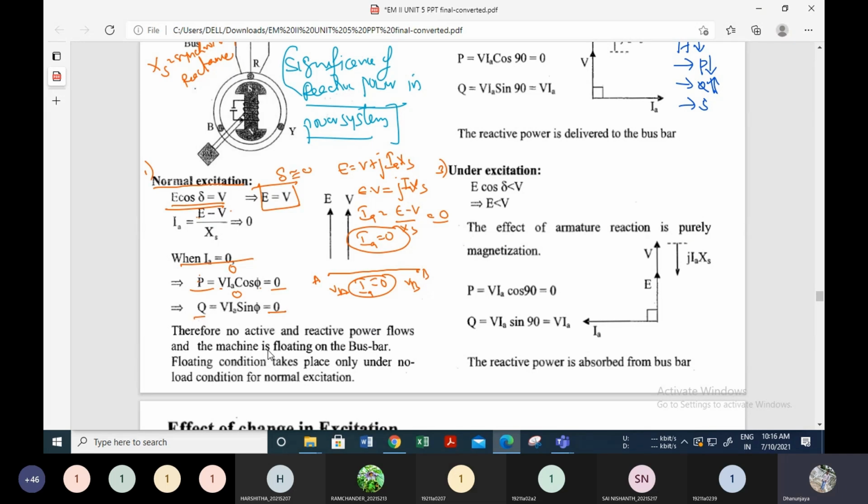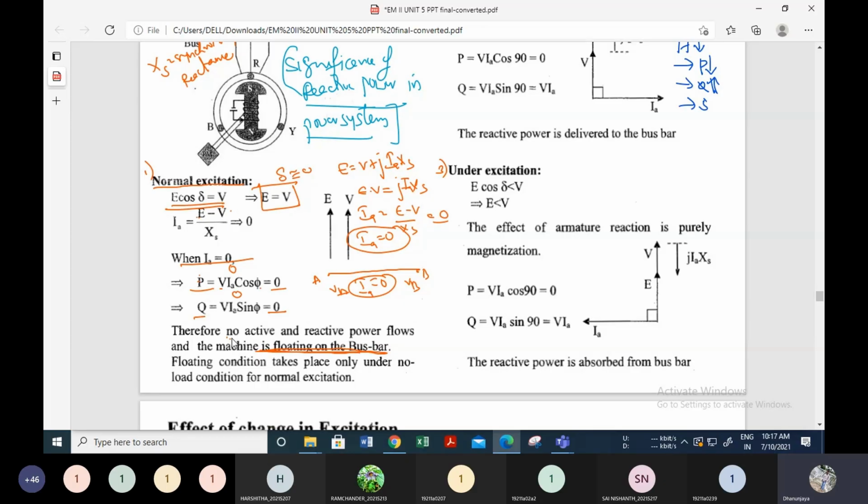So under normal excitation, the active power will be 0 and reactive power will be 0. When both powers are 0, we can say that condition is nothing but floating on the bus bar. You may get an objective viva question if they want to ask you that: what is the floating on the bus bar condition? That is, when the alternator is connected to the bus bar, then no active power and reactive power flows from the machine to the bus bar, or from the bus bar to the machine. It is just connected idly.